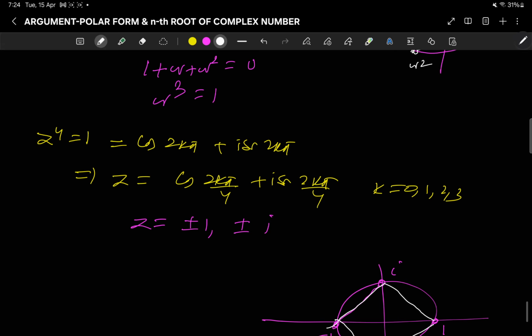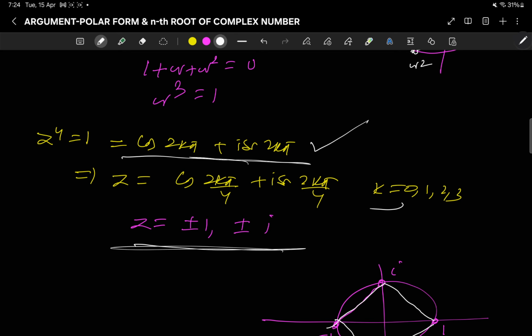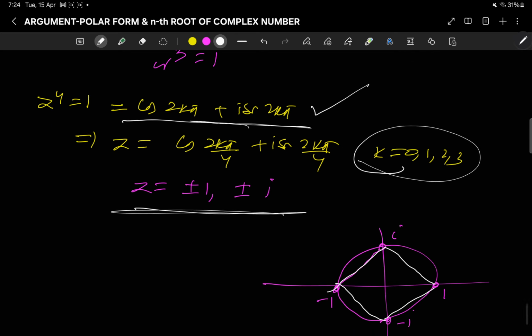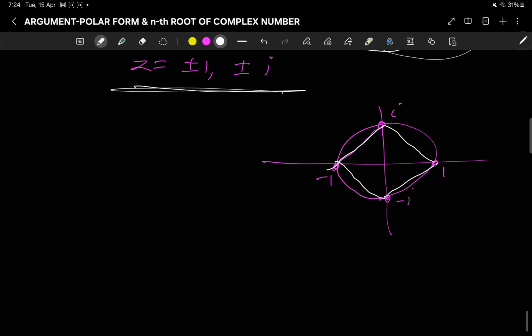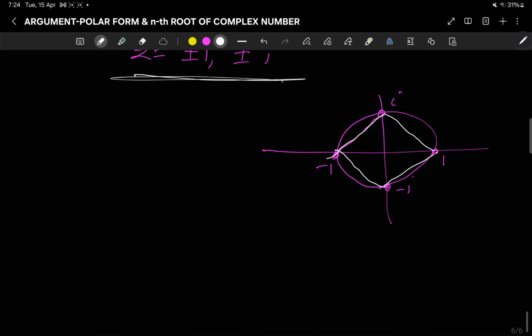So z to the power 4 is equal to 1. You can write it like this. So here k is equal to, if you solve it, k is equal to 0, 1, 2, 3. We will find 4 points here. So these are the vertices of this regular polygon. Okay. So likewise, some standard polar forms.